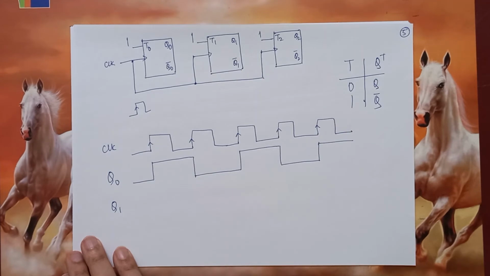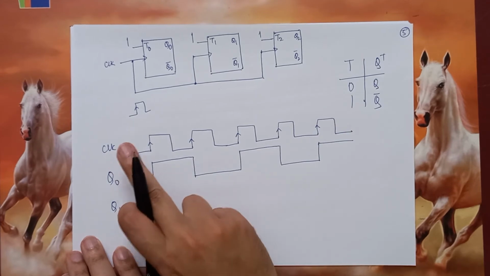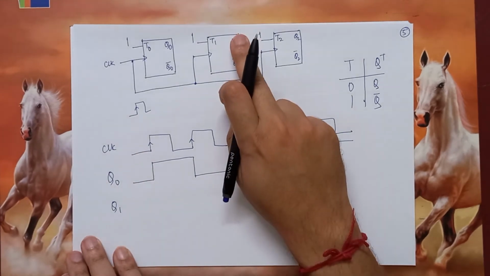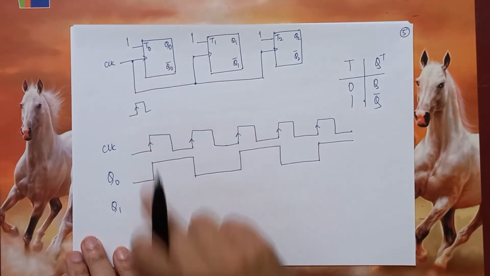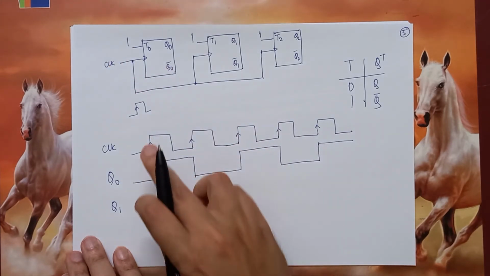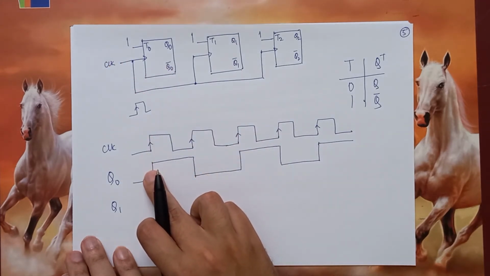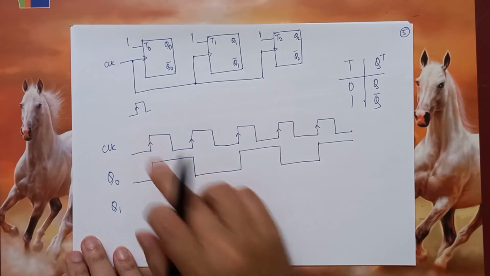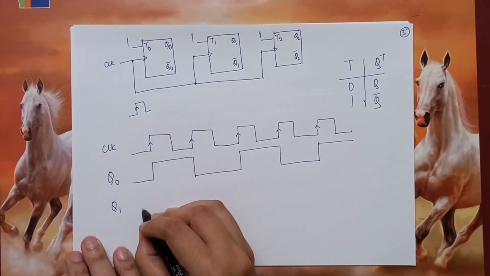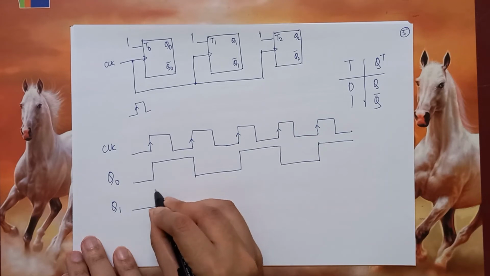Q1, now comes the difference. Q1 is getting the exact same clock as the first flip-flop, so it does not depend on Q0 anymore. It will depend only on this first clock. So this also will change like this.